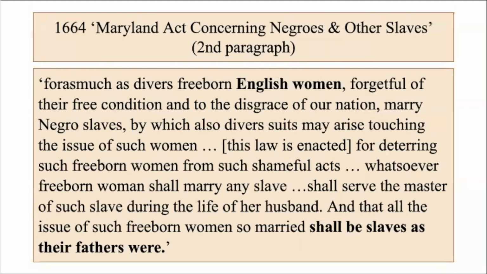Continuing on to paragraph 2 of the Maryland law, for as much as diverse freeborn English women, forgetful of the free condition and to the disgrace of our nation, marry Negro slaves, by which also diverse suits may arise touching the issue, in this case, issue means children, of such. This law is enacted for deterring such freeborn women from such shameful acts. Whatsoever freeborn woman shall marry a slave shall serve the master of such slave during the life of her husband, and that all the issue, meaning children, of such freeborn women so married shall be slaves as their fathers were.